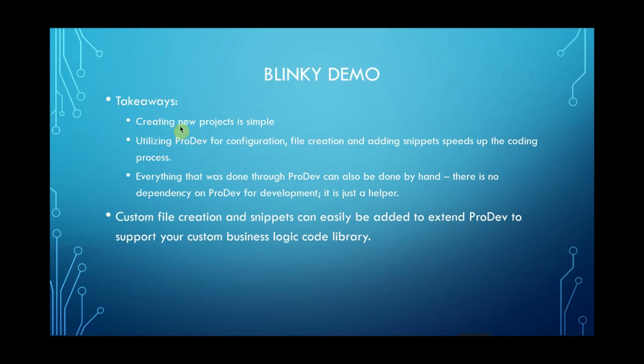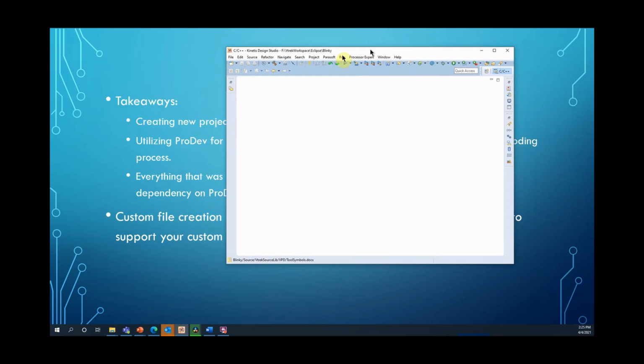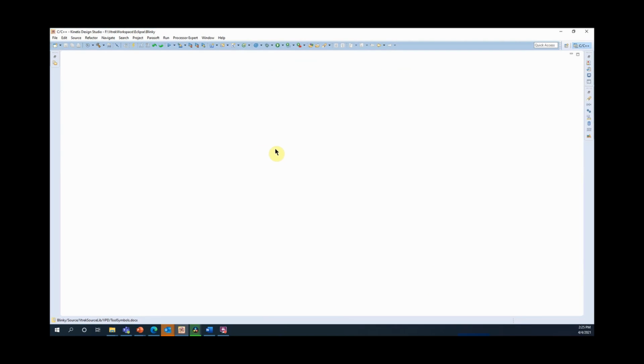So the takeaways from this demo are that creating new projects is pretty straightforward. Utilizing the tool for configuration, file creation, and adding snippets speeds up the coding process. And everything that was done through the ProDev tool can also be done manually, so there's no real dependency on the tool to develop projects. It's a helper. Now, custom file creation and snippets can be added to extend ProDev and support your custom business logic. And here's how we do that.